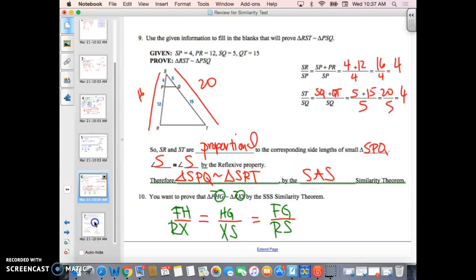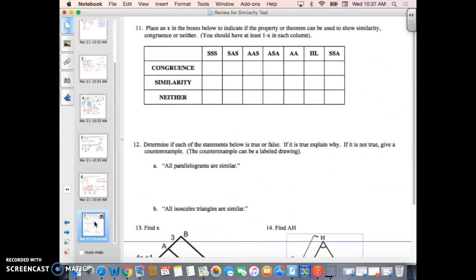Okay, number 11. It's just asking you if you can use it for similarity, congruence, or neither. So SSS, you should know that it's congruence and similar. SAS is congruent and similar. AAS is congruence. ASA is congruence. This is similar only. And this, if you write it backwards, is neither.